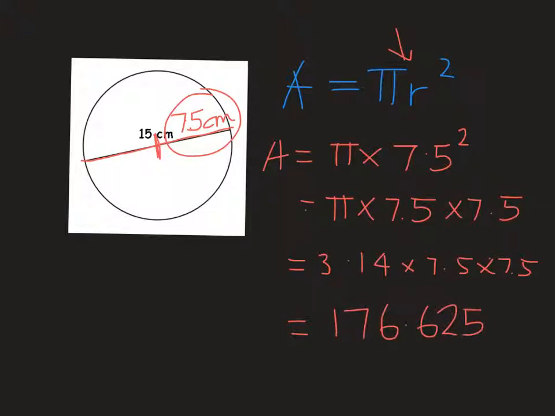176.625. I'm happy for you to here round numbers to a maximum of 2 decimal places. So if we're going to round this one to 2 decimal places, knowing it's centimetres, that is going to be equal to 176.63 square centimetres, or centimetres squared as it looks.